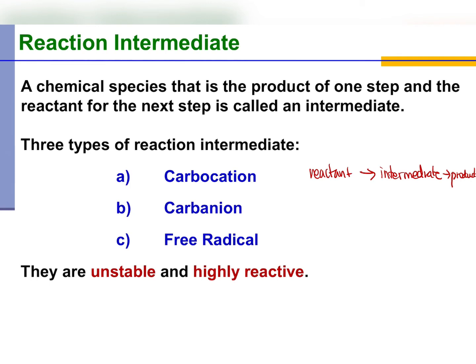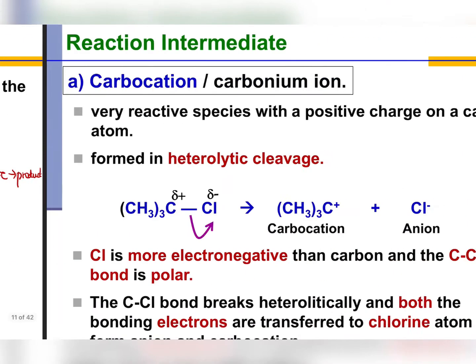Kiranya reaction intermediate ni dia adalah product kepada reactant, tapi dia juga adalah reactant kepada step yang seterusnya. So there are 3 types of reaction intermediate. Ada 3 jenis. The first one yang kita jumpa tadi adalah free radical. Tapi carbocation, carbon ion pun adalah reaction intermediate. These reaction intermediate are unstable and highly reactive.